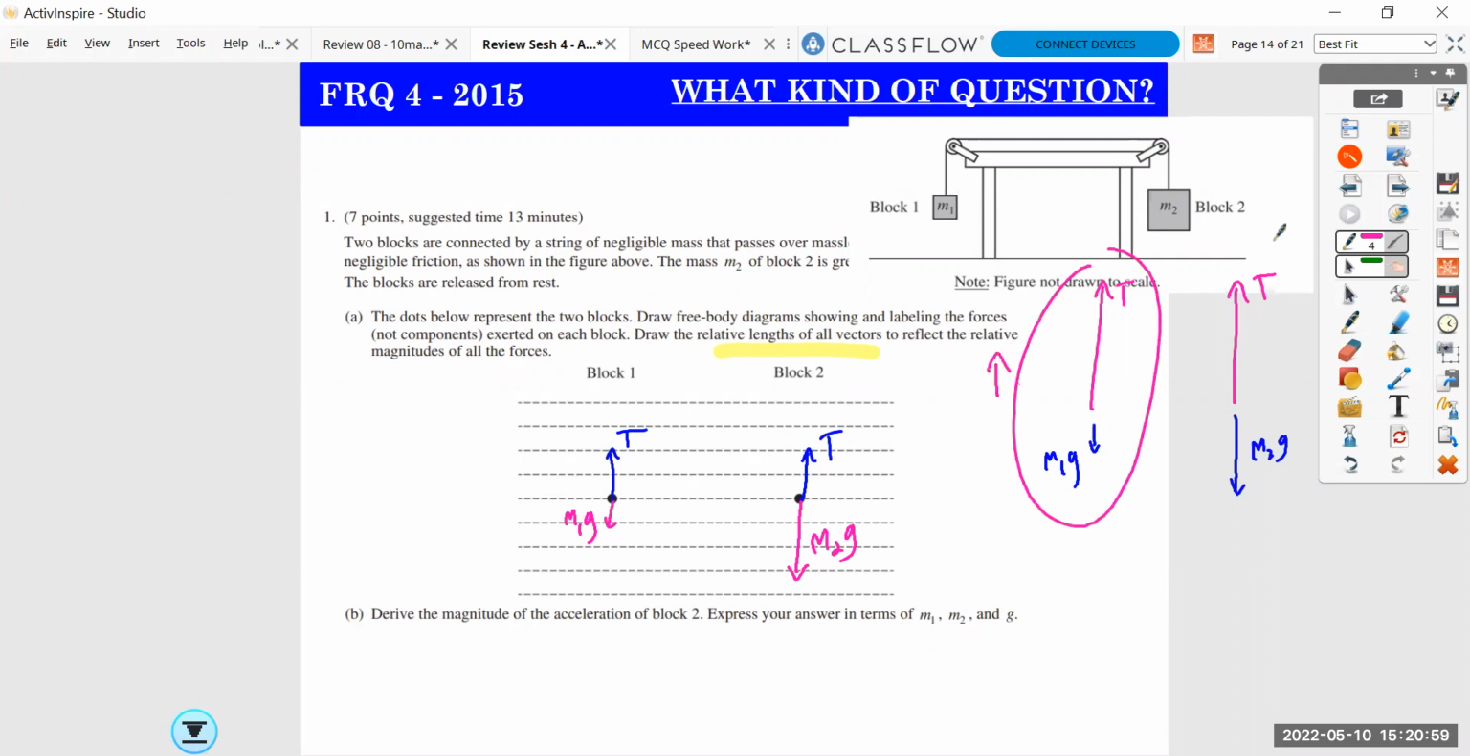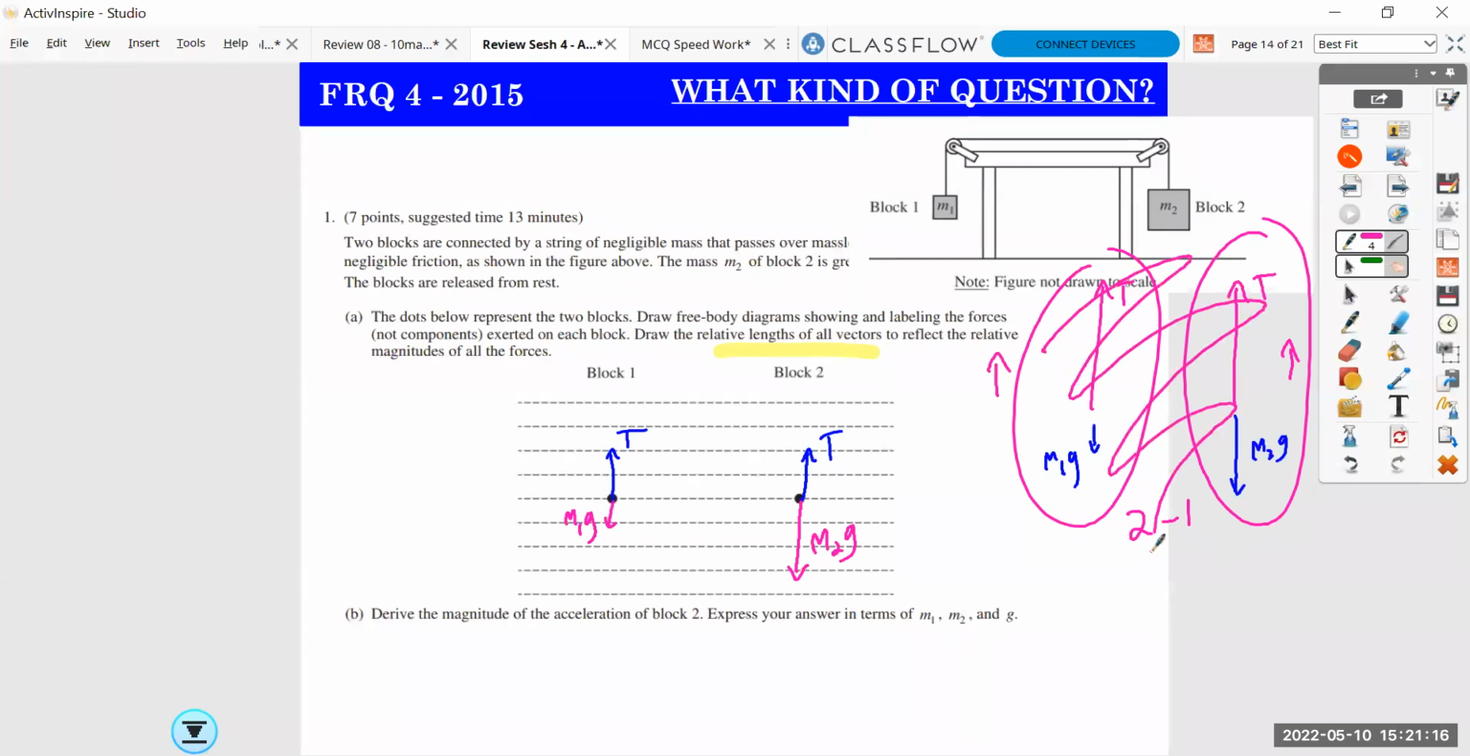That's fine. This free body diagram also has mass 2 accelerating upwards. So the free body diagram I've drawn has both masses going upwards. So if I drew this, I would actually get 2 points and then I would lose a point for that. So be a little cautious on that.